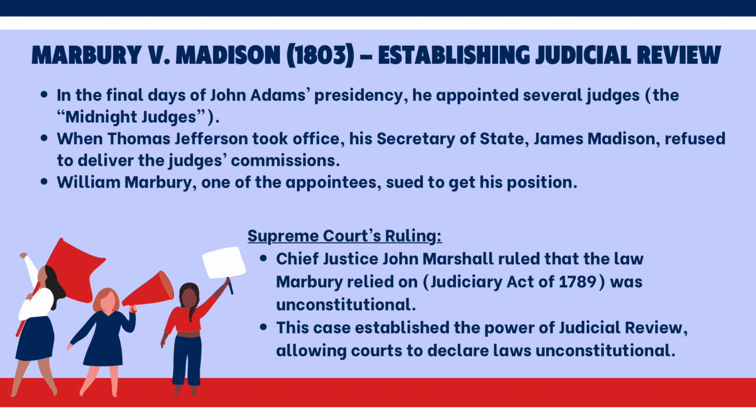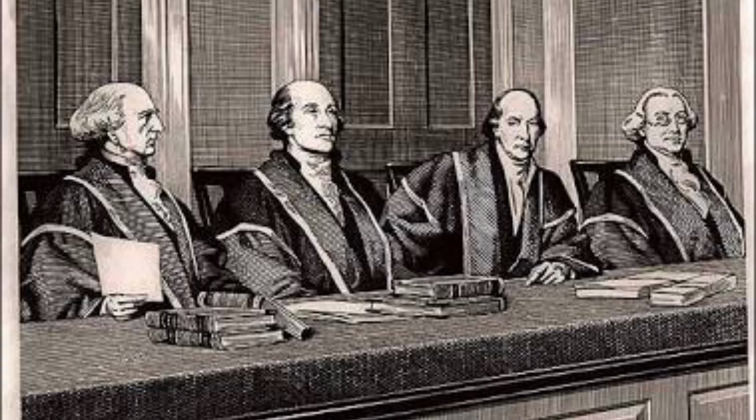In the final days of his presidency, Adams and the Federalist-controlled Congress passed the Judiciary Act of 1801, which created new courts and judgeships. Adams quickly appointed several Federalist judges, known as the Midnight Judges, in an effort to maintain Federalist influence in the government. One of these judges was William Marbury, who was appointed as Justice of the Peace for Washington, D.C.